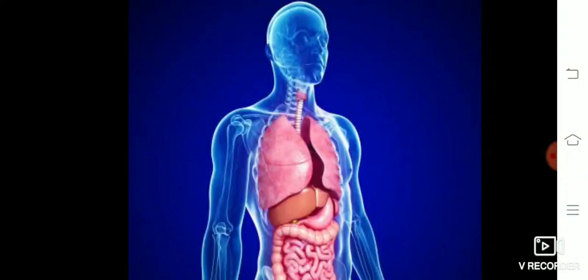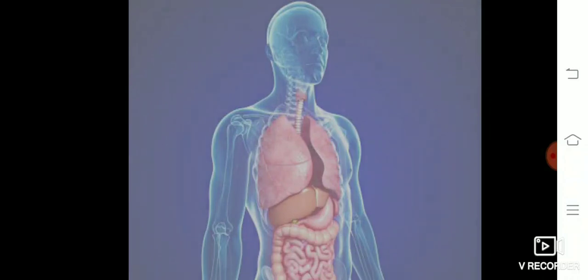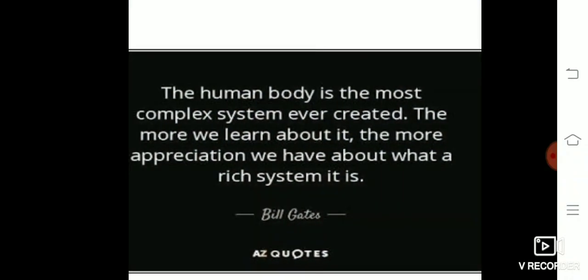I hope you have understood all the concepts related to it. Let me share a small quote. The human body is the most complex system ever created. The more we learn about it, the more appreciation we have about what a rich system it is.